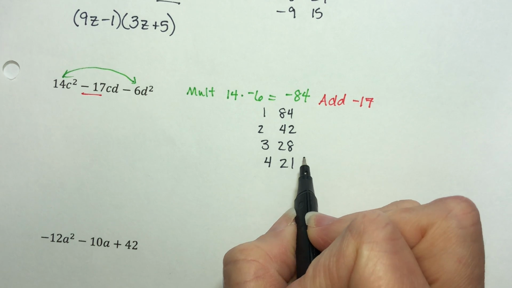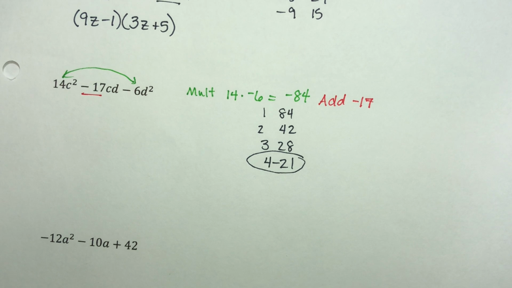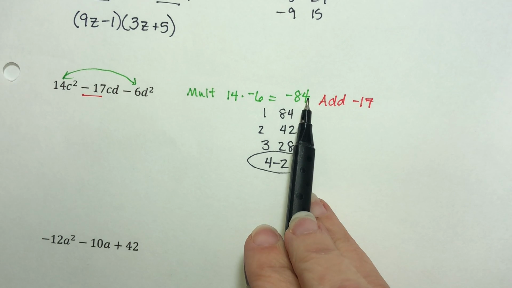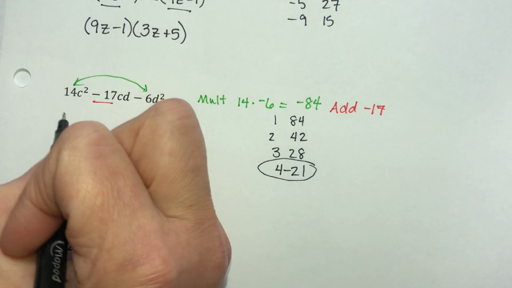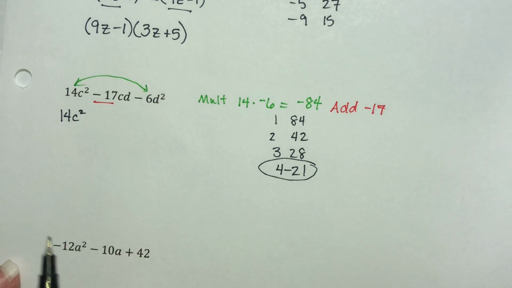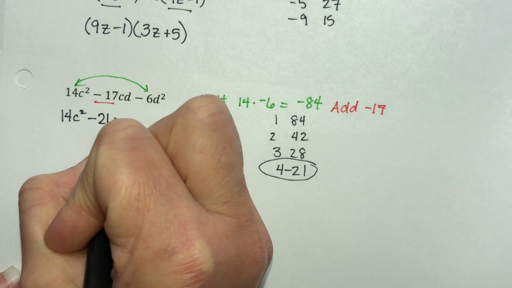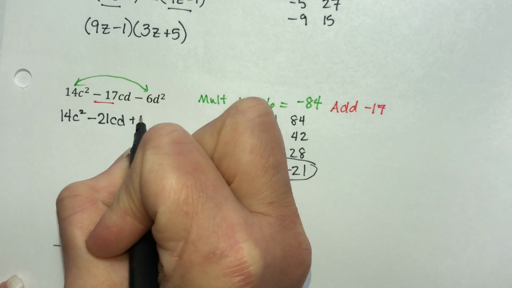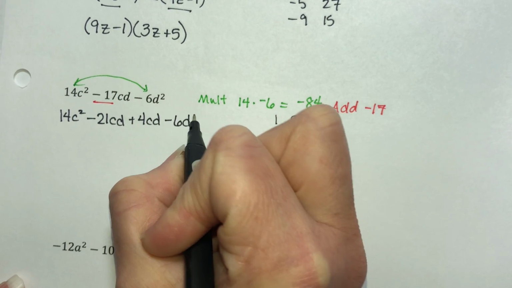If I look right here, 4 minus 21 gives me the negative 17. These multiply to a negative 84, so these are the two values I'm going to use. We rewrite the first one, 4c squared. I'm going to write my minus 21 first because it's going to make factoring by grouping easier. Use the same variables as up here, plus 4cd, and then minus 6d squared.